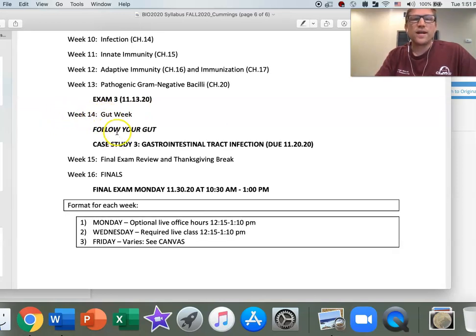We're going to work through the Follow Your Gut book on the gut microbiome, and we're going to do a case study on the gastrointestinal tract. And then during Thanksgiving break, technically we're supposed to meet on that Monday, so we'll have a review session available for you on Monday, and then Monday of finals week, you're going to take your final exam.